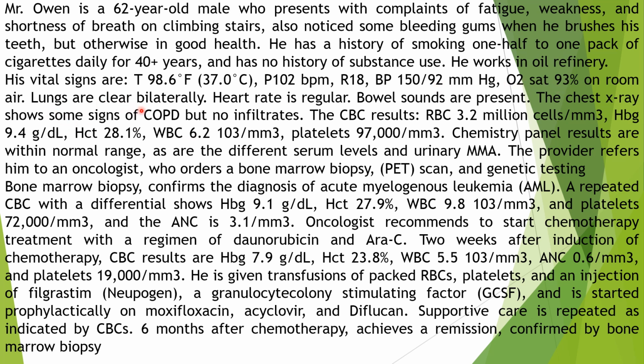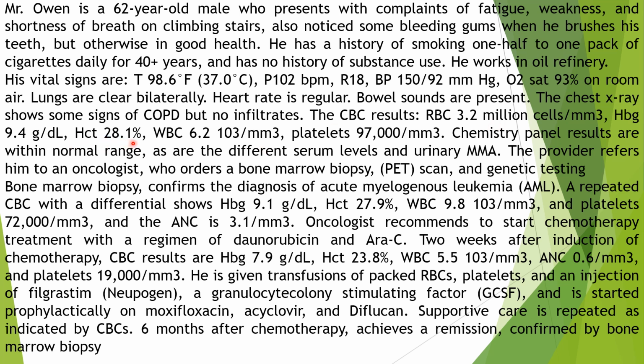Lungs are clear bilaterally, heart rate is regular, bowel sounds are present. Chest X-ray shows some signs of COPD but no infiltrate. CBC result shows RBC is 3.2 million cells per millimeter cube. Hemoglobin is 9.4 gram per deciliter.